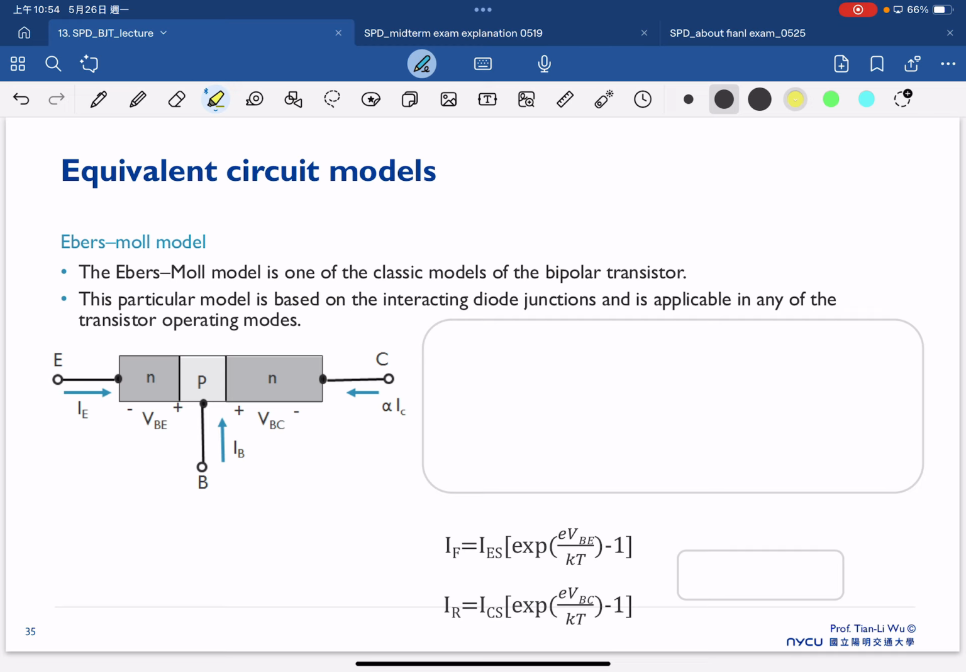The Ebers-Moll model is one of the classical models for the bipolar transistor. This particular model is based on interacting diode junctions. It is capable in any of the transistor operation modes. So we have the schematic for the BJT, then we can try to plot the model in this way. We have the emitter, the collector, and the base here. Now we will divide by each junction, considering the diode and also the current source.